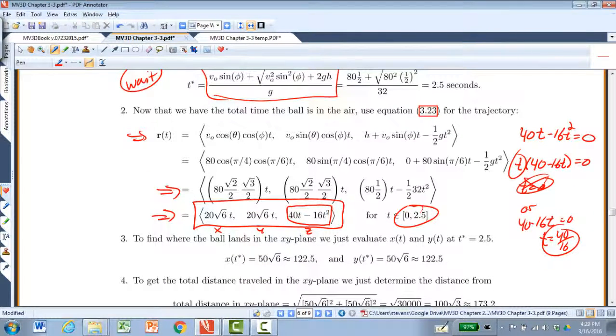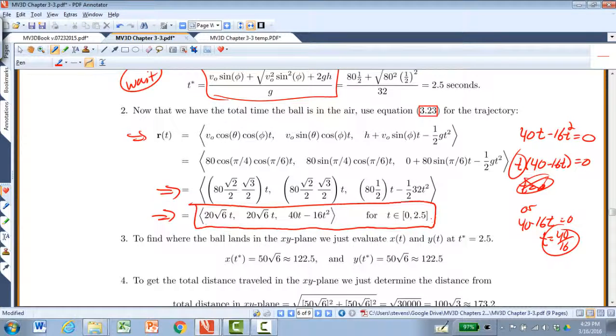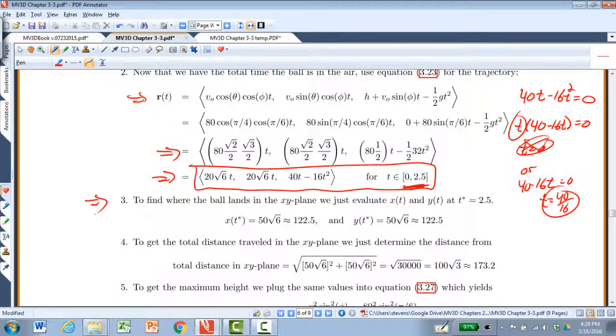All right, so I have the position for this projectile for all time, but it's only valid when t goes from 0 to 2.5. Suppose I want to find where the ball lands. I just take my 2.5, stick it into the x function, which is right here. Take the 2.5, stick it into the y function, which is right here. And that's going to give me where the ball is going to land.